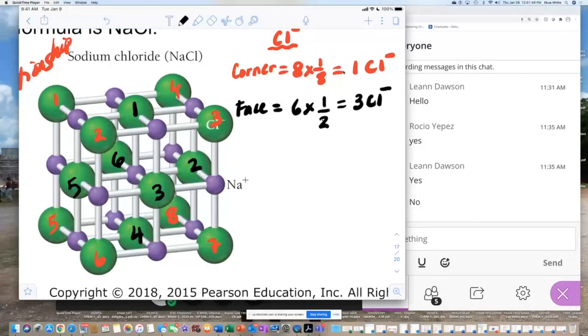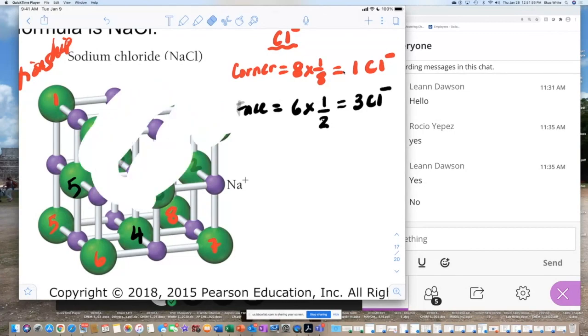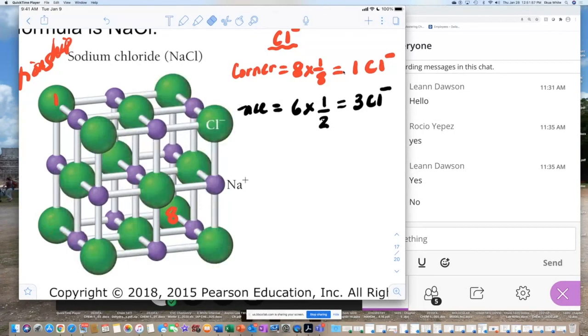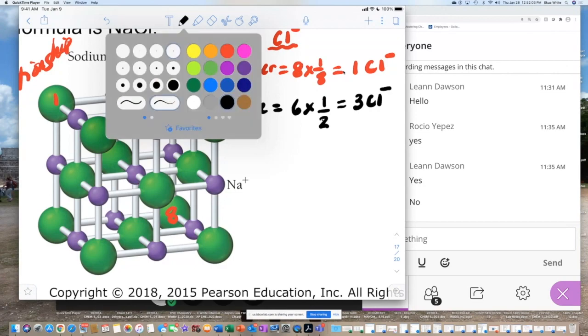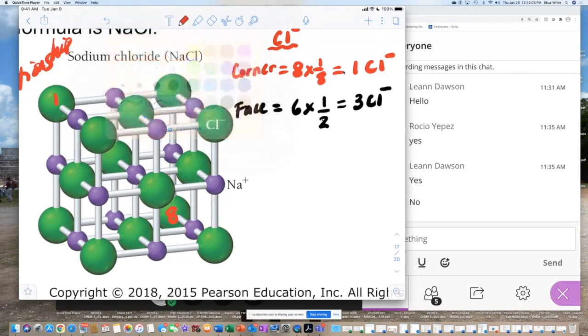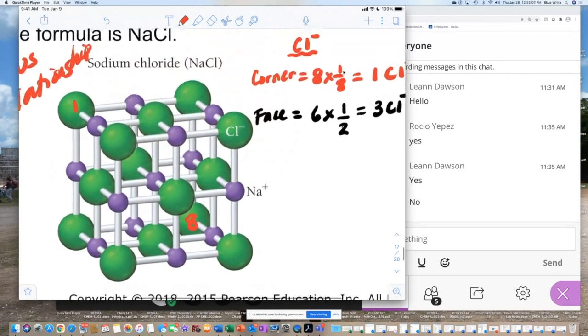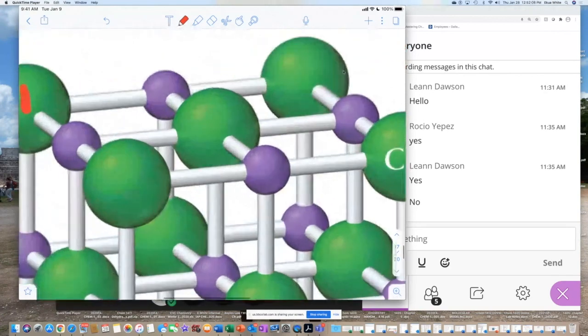Okay, am I done with my chloride ions? Looks like it. So because I don't want to write so much, I'm going to just say this is the face piece. So I'll do the same thing again, this time with the purple ones. So you see the purple ones, right?